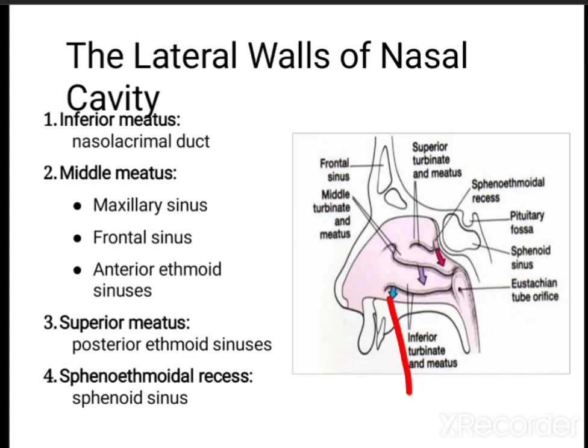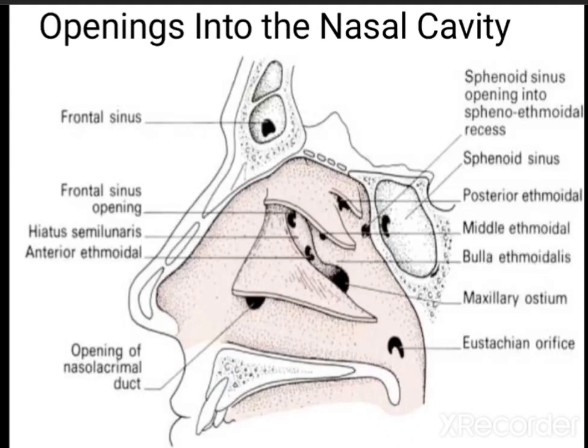The sphenoethmoidal recess is the superior most. Over here it lies, and it has the opening of the sphenoidal air sinus. The sphenoidal air sinus is the sinus in the sphenoid bone. This is the sphenoid air sinus. So this opens in the supreme meatus, that is the sphenoethmoidal recess. So these openings are depicted in this diagram.